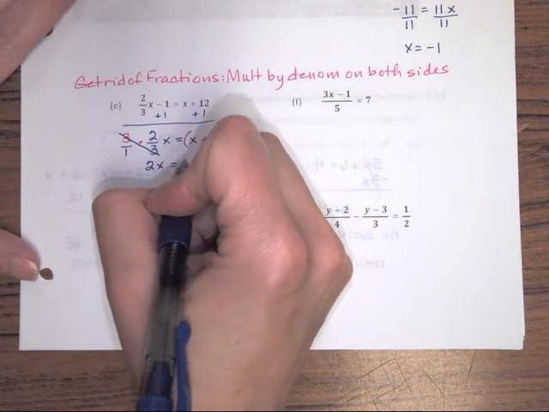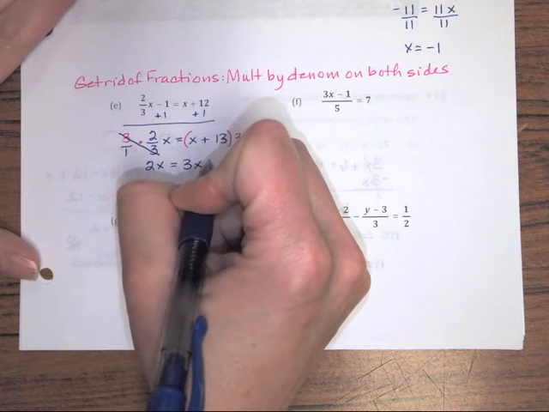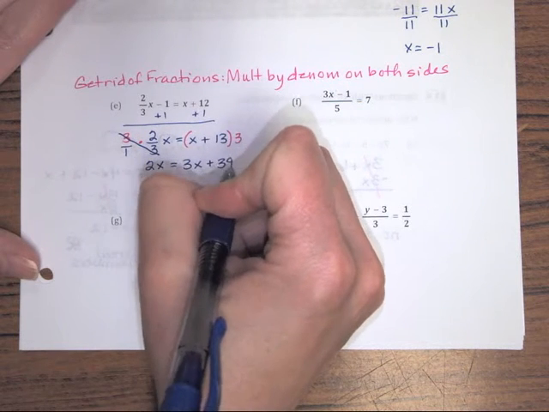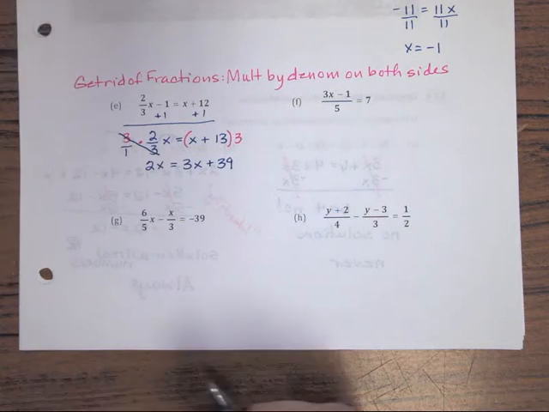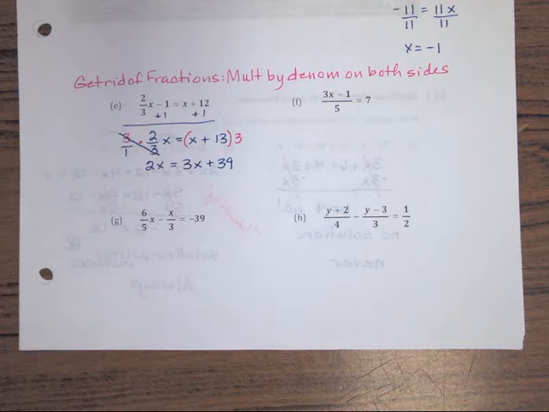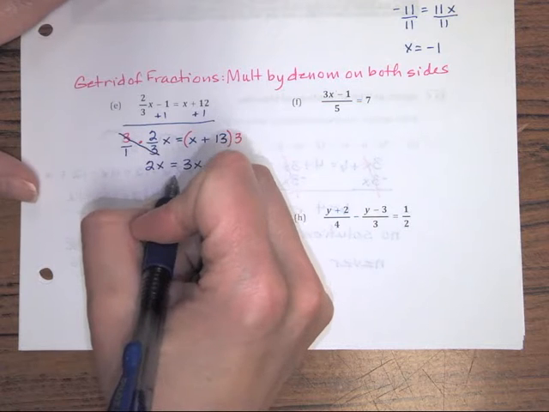Distribute our 3, and that's going to give us 3x plus 39. Now we have a problem that is easy to solve. We know how to do these. We are good at these. We didn't have much questions on these last night.